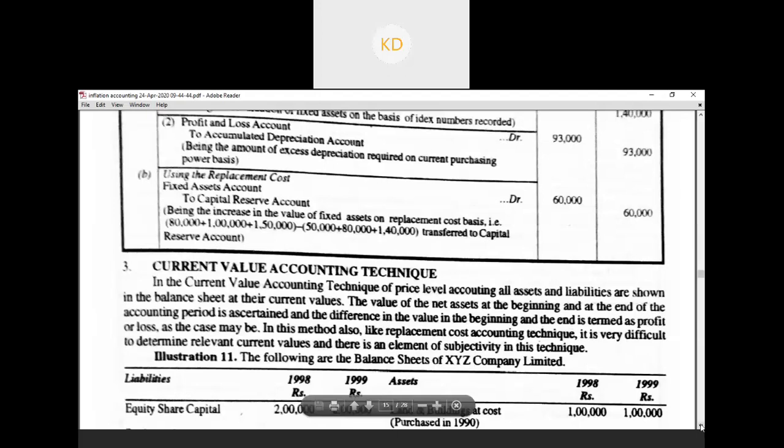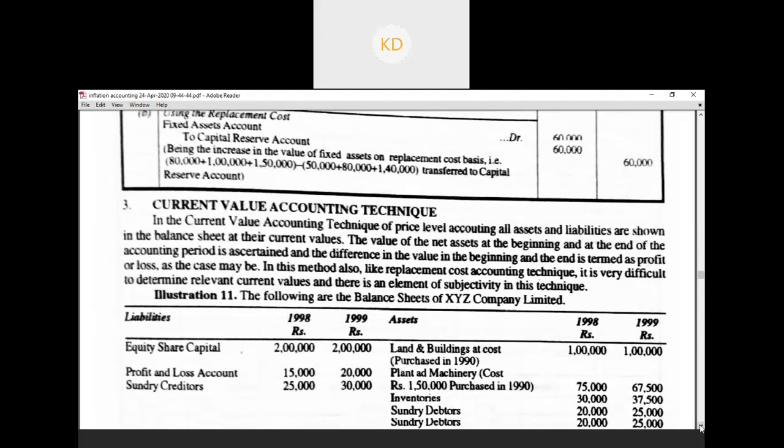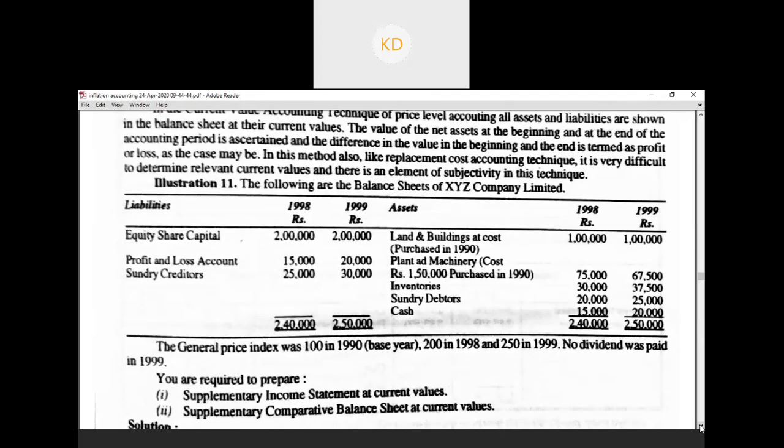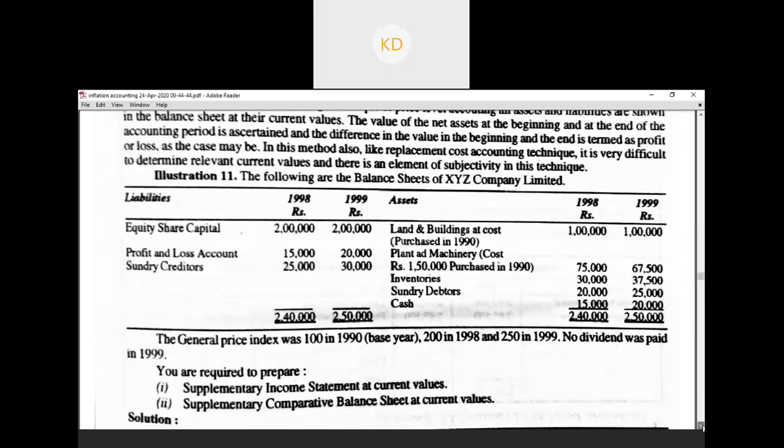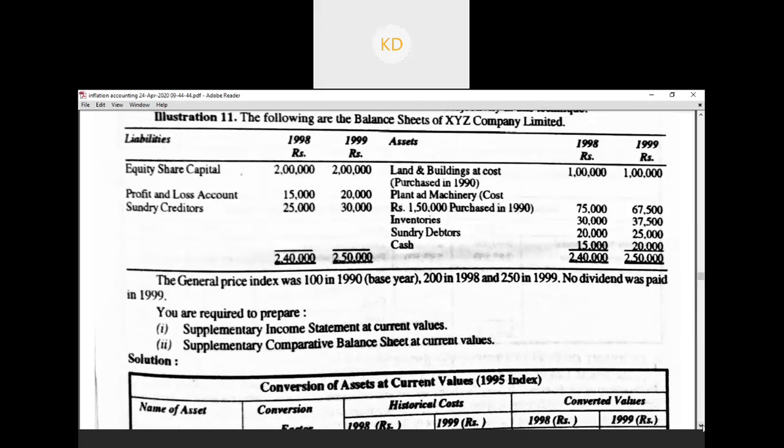So in this method, I have this particular problem. I have the assets, the liabilities, a balance sheet is being shown. The general price index is given, with 1990 as the base year. In 1998, that is the opening balance sheet, it is 200. Closing balance sheet date, it is 250. So he's asking you to prepare the income statement at current values, right?